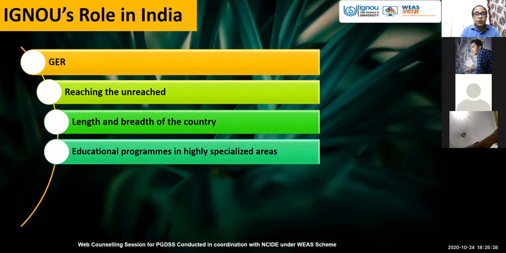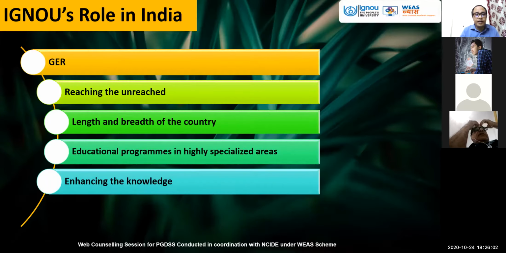And if you look goal-wise, if you study different programs, we have highly specialized areas with socially relevant or need-based programs like sustainable design. You will not find such programs easily, like gender-sensitive programs, climate change, and internet security. Such highly specialized programs are developed and education is provided by IGNOU. So this is the role we are playing.